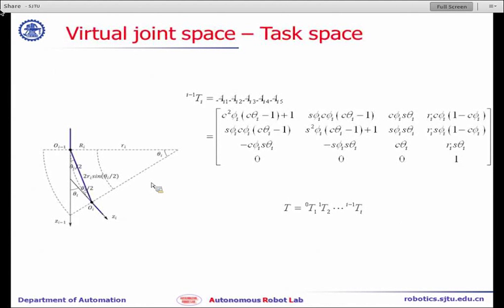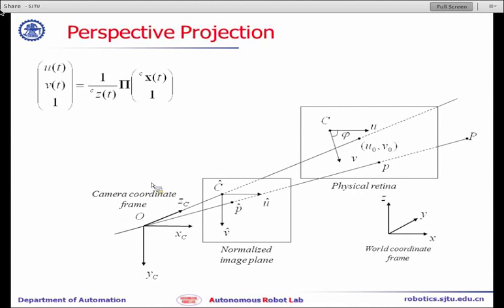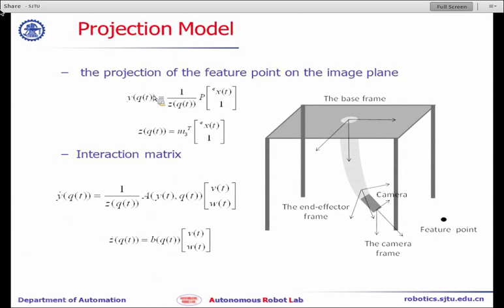Next, we will try to derive the kinematics for the camera. Suppose we have a 3D point in the world, we project it to the image plane. This is perspective projection, which is well known in computer vision. We have the 3D point, we use the camera projection model, and we can project it to the image plane. This is the simplified projection model, and here is our system.